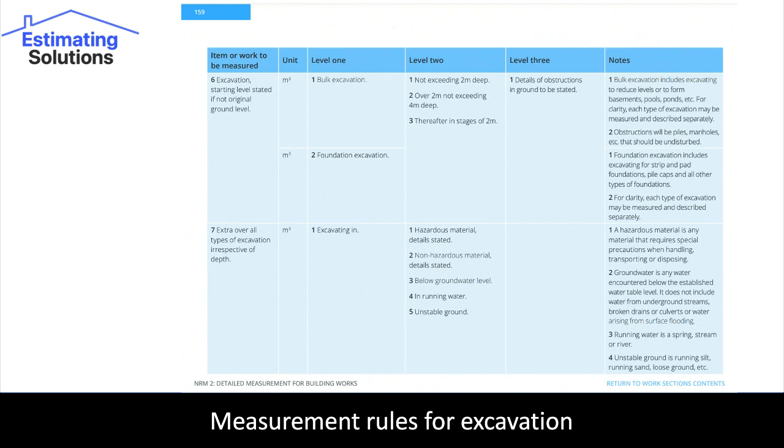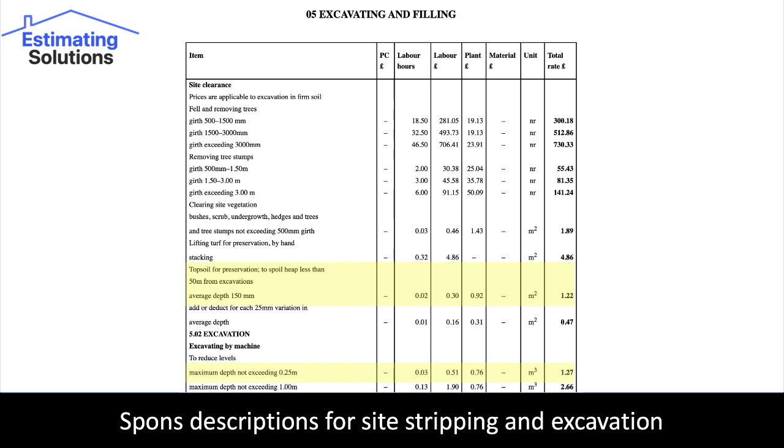To see how these are used, go to the excavation section in the SMM7 price book. You will find this page. You can see how the descriptions are used. For example, trenches are broken down into depths. This is because it costs more to excavate a trench 2 meters deep than 1 meter deep.